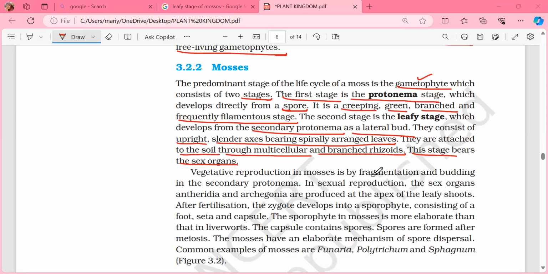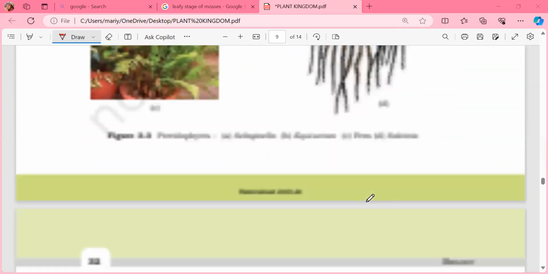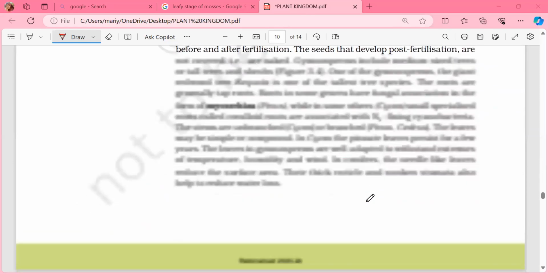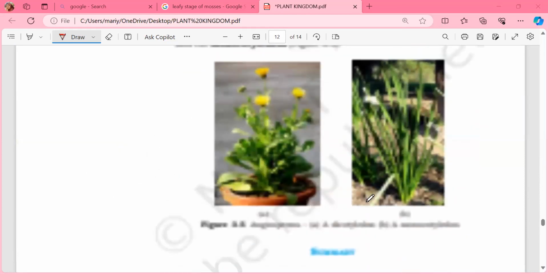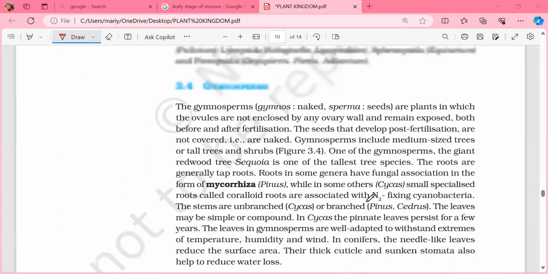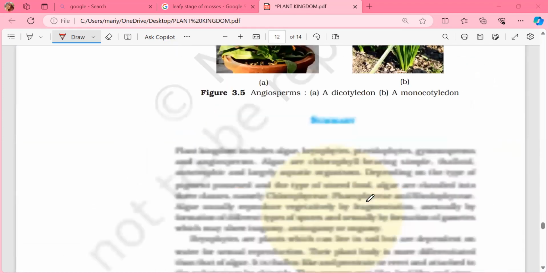How many pages are left? There are many divisions left. We are only on bryophytes. We have pteridophytes, then gymnosperms, and then angiosperms. A little bit about angiosperms is not coming. This little introduction will come. The part that is deleted is not there in the chapter only.